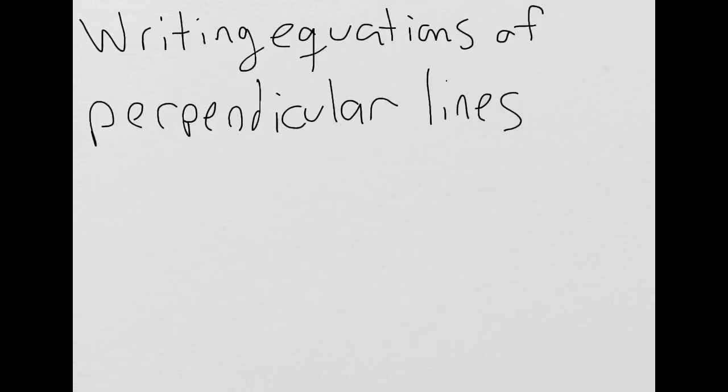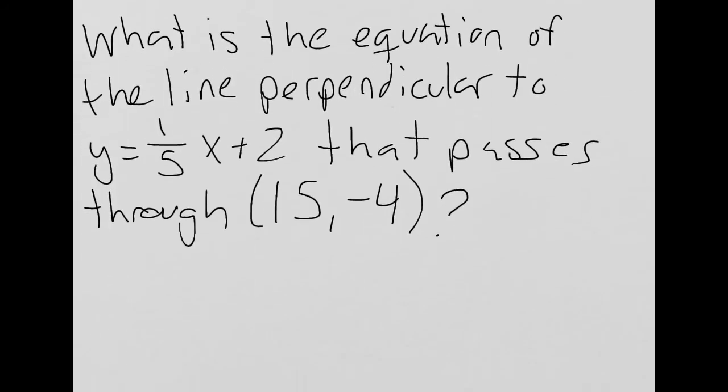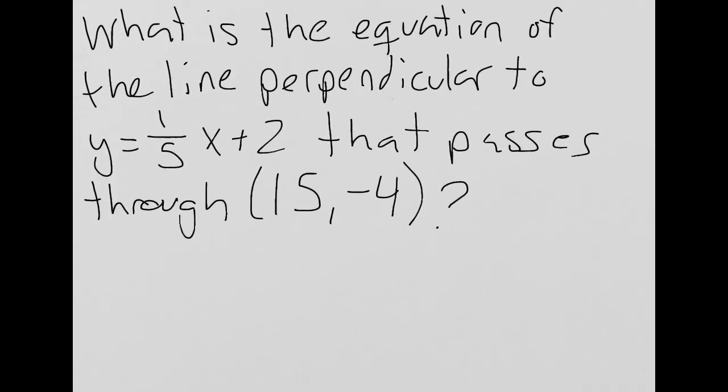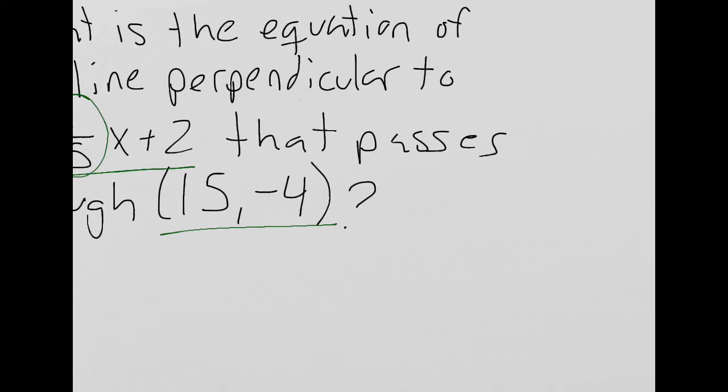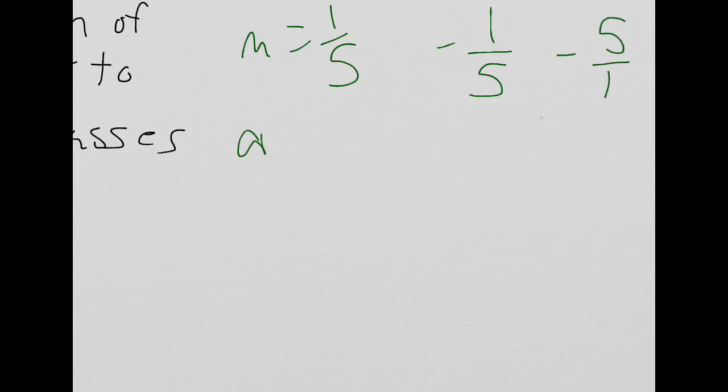Now let's try writing equations of perpendicular lines. So let's say I need to find the equation of a line perpendicular to y equals 1/5 x plus 2, and that passes through the point 15 comma negative 4. So I know that I'm going to need a slope that's the opposite reciprocal. So my slope here is 1/5. And the opposite of that is going to be negative 1/5, and then the opposite reciprocal is going to be negative 5 over 1. Or I can just say that it's negative 5.